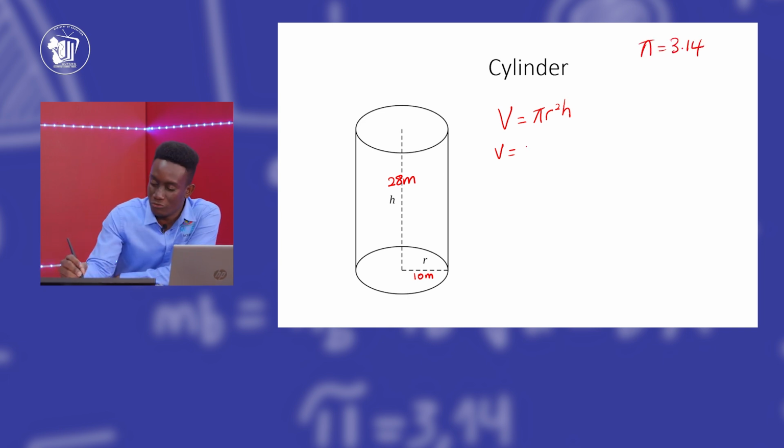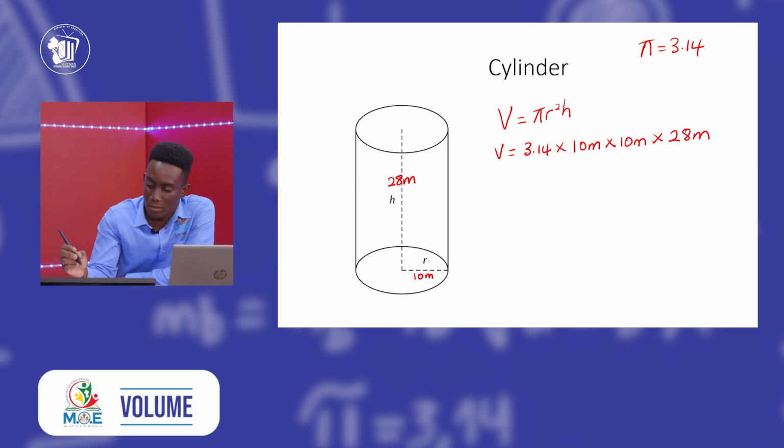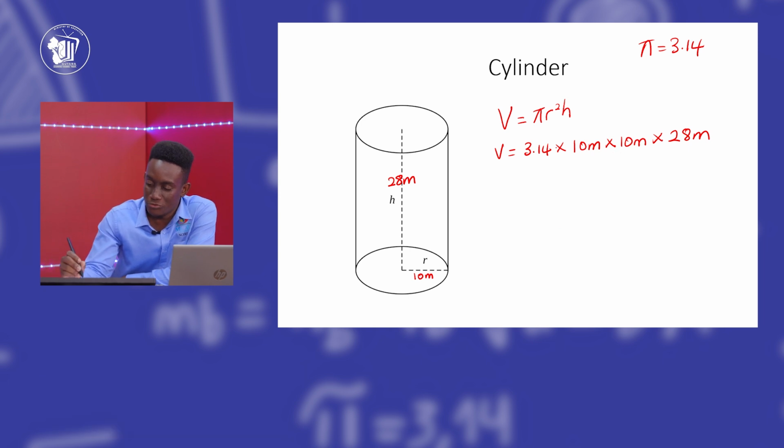So pi would be 3.14 multiplied by the radius, which is 10 meters, multiplied by, since it's a radius squared, 10 meters squared, or 10 meters times 10 meters, multiplied by the height, which is 28 meters. So the volume will be equal to 3.14 times 10 times 10, which is 100. So 100 times 3.14 would give me 314.